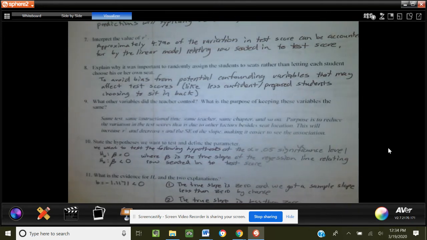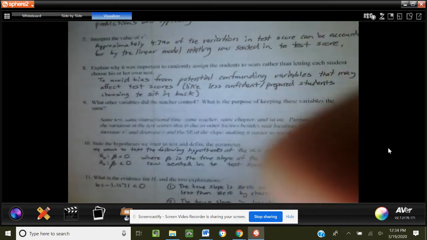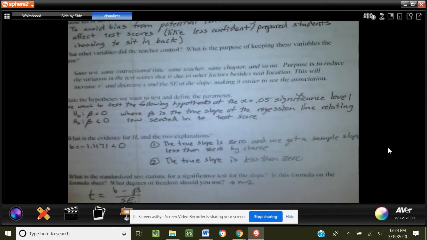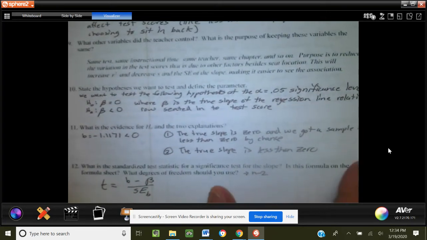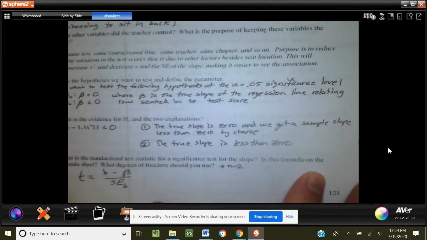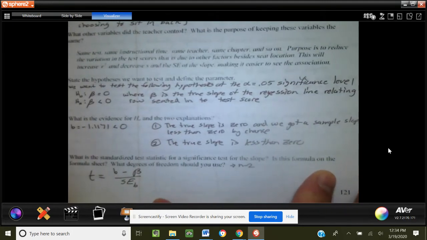All right. So let's look at the hypothesis statements. We talked about what the null hypothesis would look like. So our state step would be: we want to test the following hypotheses at the alpha equals 0.05 significance level. The null hypothesis is that the true slope, or the slope of the true population line, is 0, no association.